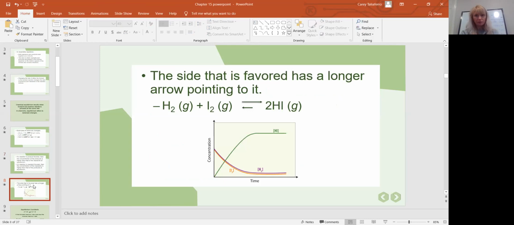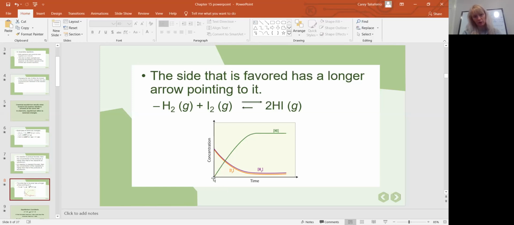So in this case, you can sometimes display it with the longer arrow pointing towards the favorable side, meaning this reaction where you take hydrogen gas and iodine gas and react them to form hydrogen iodide, this product is favored over the reactants. So the reaction at equilibrium will result in, as you can see here, a higher concentration of hydrogen iodide as compared to the reactants that you started with.